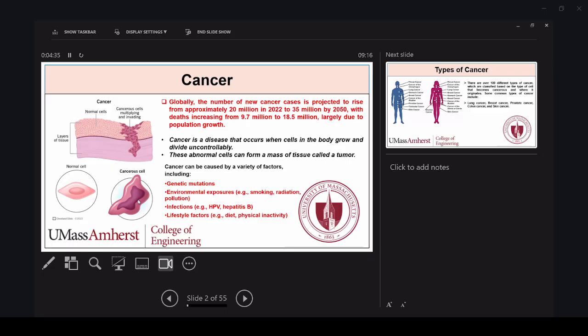It can be due to genetic variations, mutations, and environmental exposures like smoking, radiation, and pollution. Even passive smokers can get affected by cancer. If I say passive smokers, it's not the one who is actively smoking, but the one who is sitting next to him or her. Even they are prone to get cancer, and also infections like hepatitis B and several other infections.